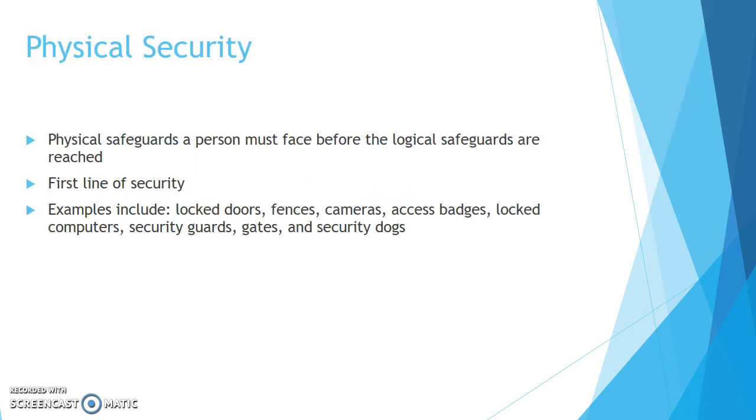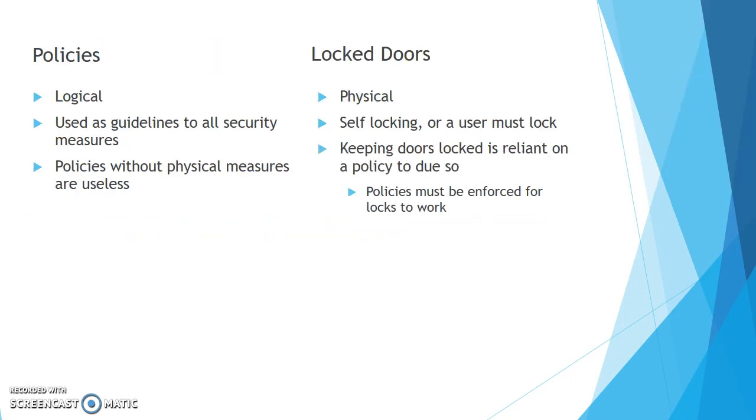Physical security is the security that is actually seen, and it is a safeguard a person must face before seeing the logical safeguards. Examples include locked doors, fences, cameras, access badges, locked computers, security guards, gates, and security dogs. In the next slides, we will look at both logical and physical security examples and how they work together.